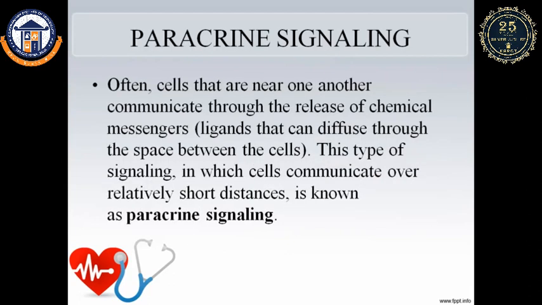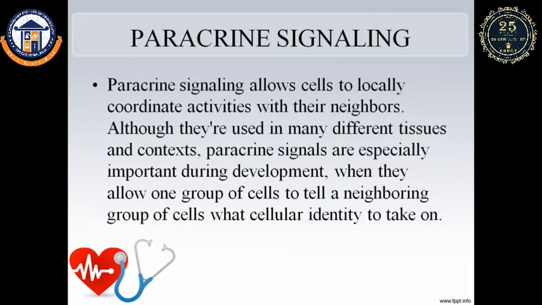In paracrine signaling, the cells that are near often communicate through the release of chemical messengers, and these cells communicate with each other over a relatively short distance. Paracrine signaling allows the cells to coordinate locally. An example for paracrine signaling is a friend from the first bench talking to a second bench guy. They are neighbors to each other, and the communication takes place only between the first bench and second bench members.